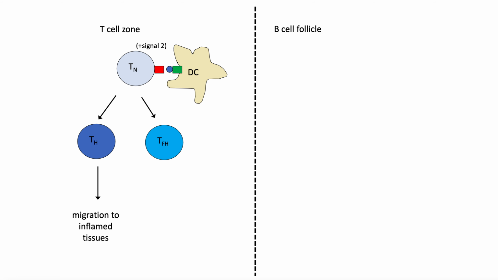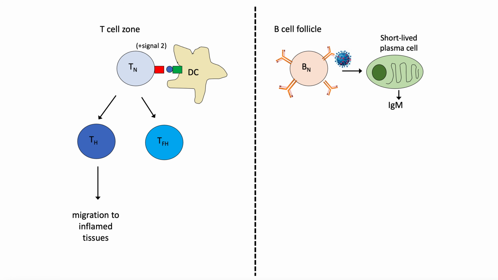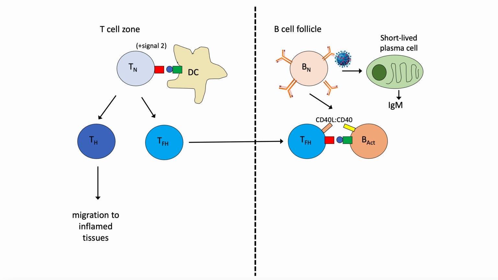Within the B cell zone, or the B cell follicle, naive B cells are exposed to their antigens, such as a virus or a soluble protein. For many of these B cells, this leads them to undergo minimal proliferation and form short-lived plasma cells that make IgM. But for some B cells, this allows them to internalize those antigens bound to their B cell receptor and present peptides from those antigens on their MHC class II, thus allowing them to interact with T follicular helper cells. These T follicular helper cells, in turn, can provide co-stimulatory signals to the B cells, or signal 2, and they provide cytokines to those B cells.